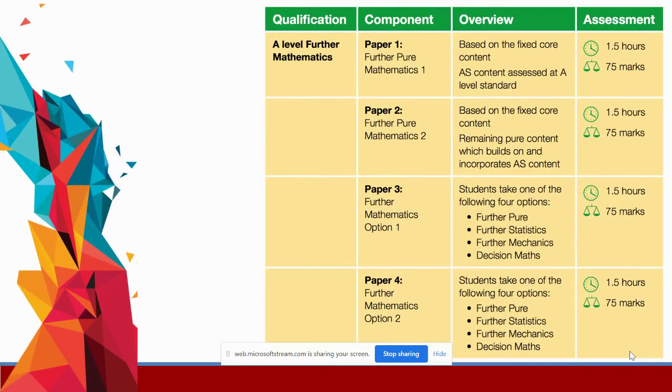And the Further Maths, you have that extra paper there, but they're all just slightly shorter at an hour and a half, covering the 4 quarters, half pure, and then the 2 other options.